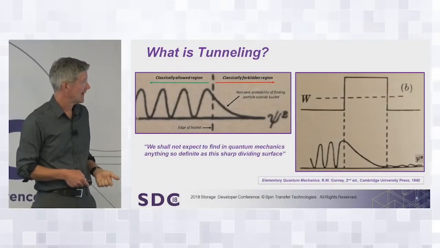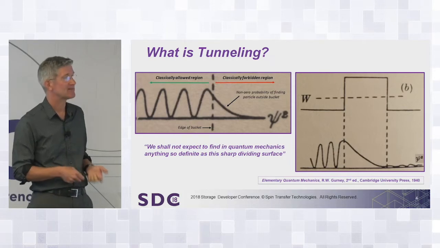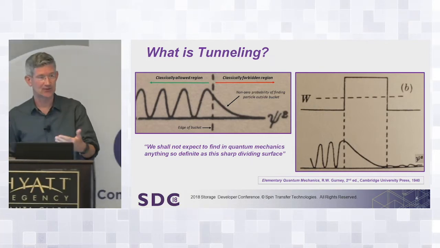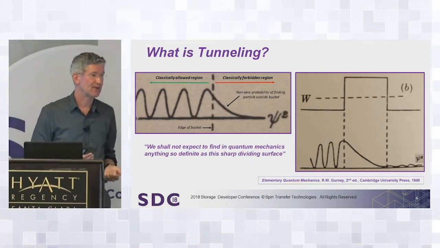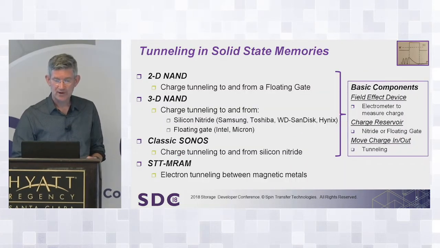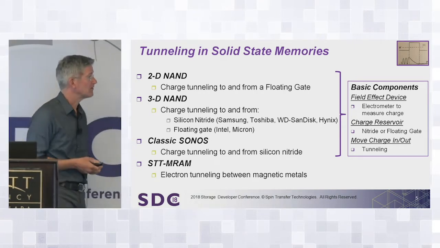So this is, and it's pictorial. It's a way of understanding something pictorially, which is very powerful, for me anyway. And he writes here, we shall not expect to find in quantum mechanics anything so definite as the sharp dividing surface. So that's the key. So for electrons, they can tunnel through barriers. And that's the foundation of NAND flash. So tunneling in solid-state memories. 2D NAND, charge tunneling to and from a floating gate.